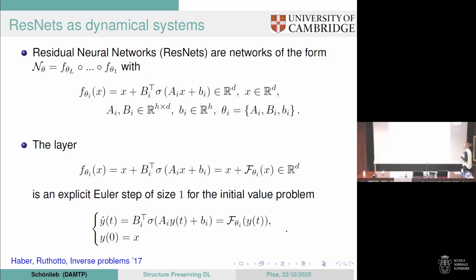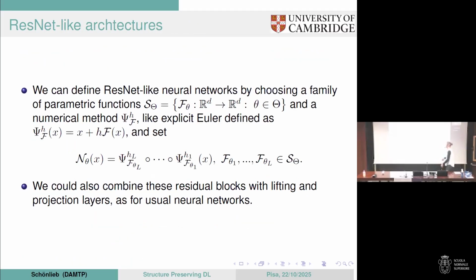So if you look at this, you can also just summarize this within the function f theta_i. And now the dynamical systems viewpoint comes in by saying, well, this can just be thought of as an explicit Euler step of size 1 of an initial value problem like this. Okay? And so now this has opened up a lot of work in this domain by manipulating or changing the numerical method that you use in order to discretize your dynamical system.